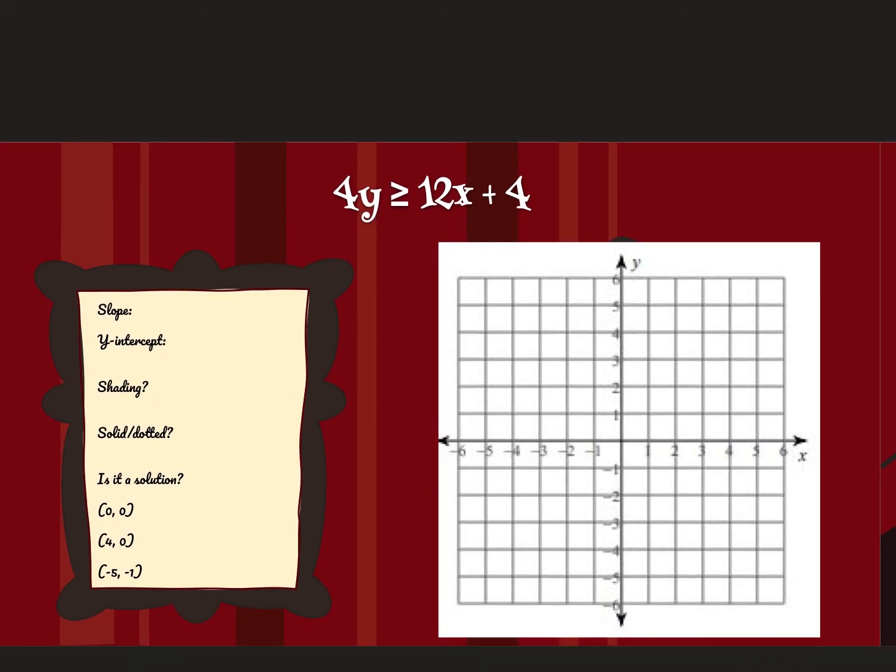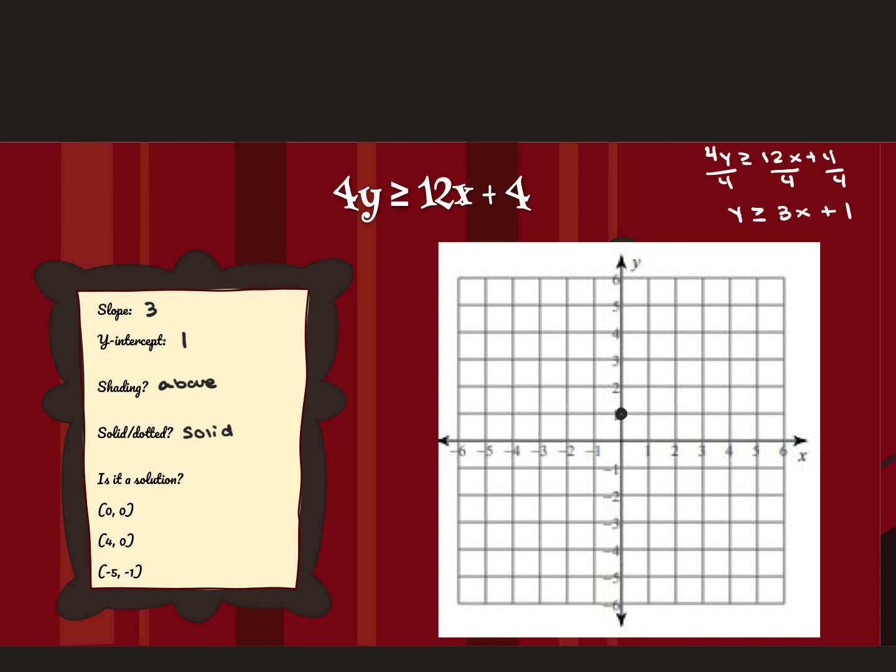I have 4y is greater than or equal to 12x plus 4. So again, putting it in slope-intercept form, divide both sides by 4, and I get y is greater than or equal to 3x plus 1. So identifying my key pieces, my slope is 3. My y-intercept is 1. I'm going to shade above. Is it a solid or dashed line? It's going to be solid. And then we will determine the solutions in just a second.